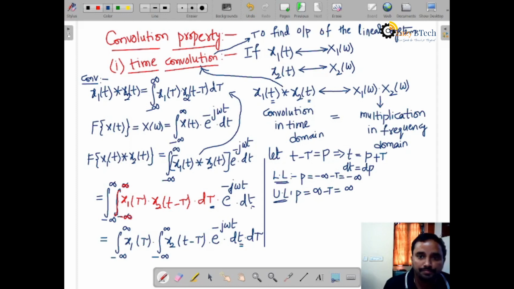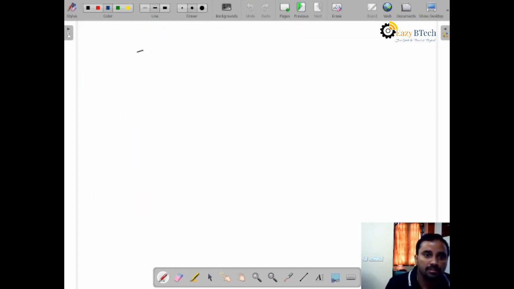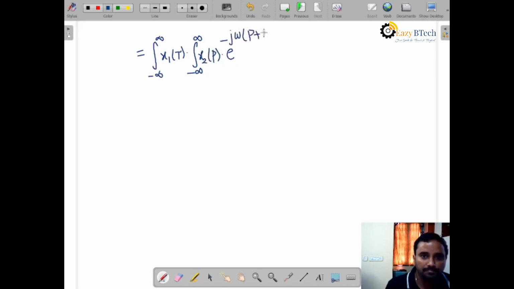So let's go to the next step. It is equal to the integral from minus infinity to plus infinity of x1 of tau, again the integral with limits minus infinity to plus infinity of x2 of p, since t minus tau we have taken as p, so e to the power minus j omega (p plus tau), dp, and d tau. So again we have two integrations.